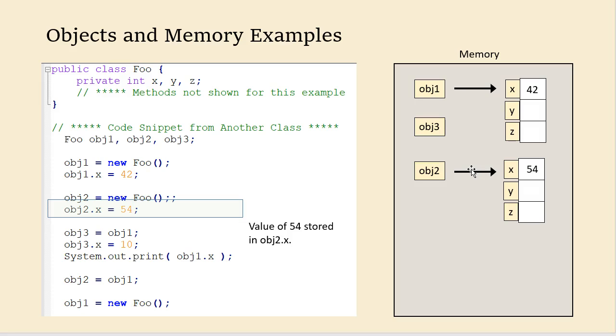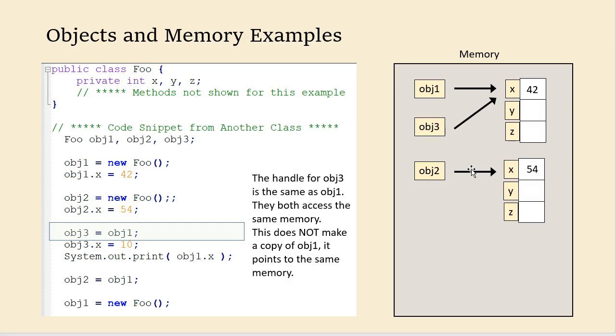Now here's the one that initially may surprise you, but after a while you get used to it. I'm going to say object 3 is equal to object 1. Now there's 2 ways that this could be interpreted. One is object 3 is a brand new object and it's a copy of object 1. That's not the way it's going to work. Object 3 and object 1, remember, those are both placeholders for handles. So when I say object 3 is equal to object 1, what I'm really saying is the handle for object 3 is the same as the handle for object 1, and object 3 and object 1 actually point to the same memory space now.